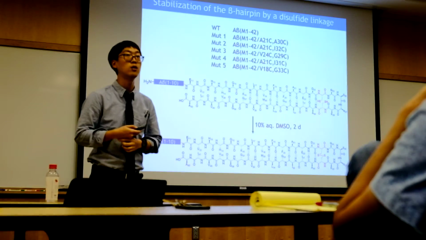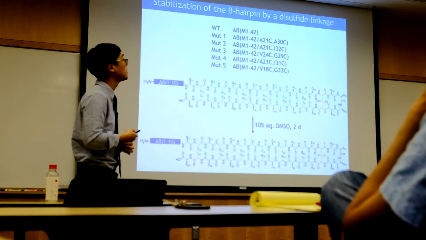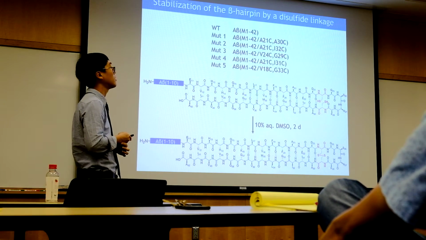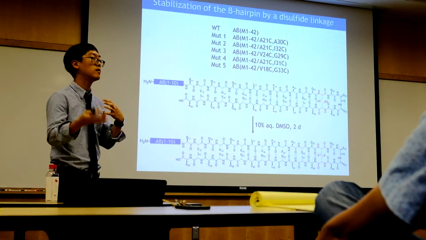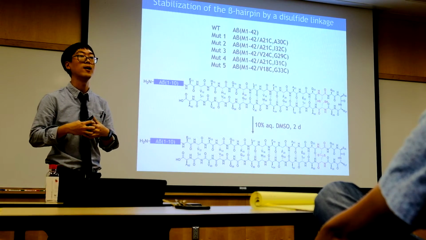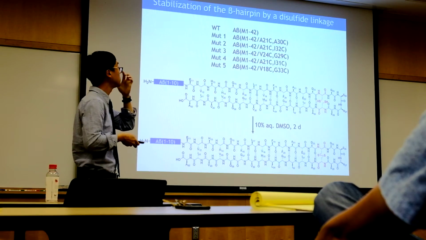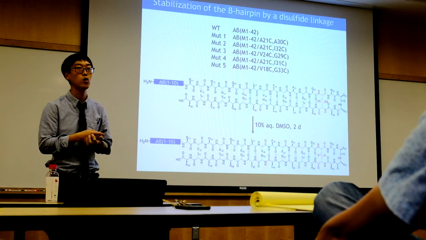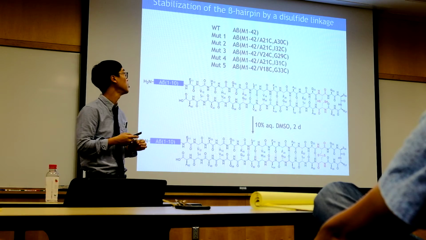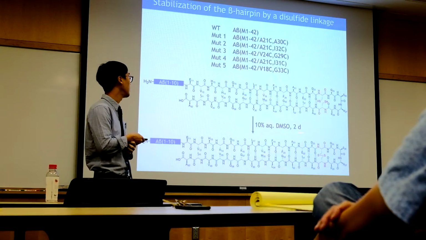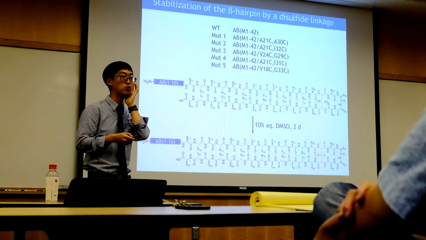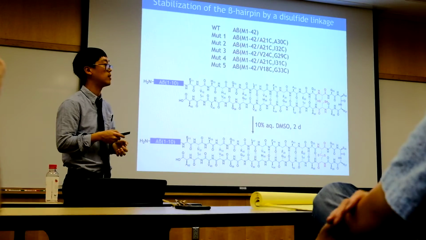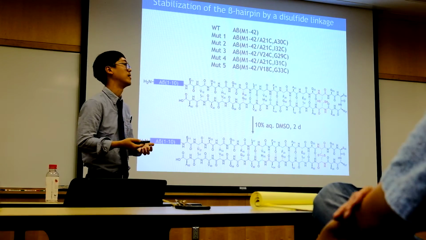So going back to the original project of making the stabilized beta hairpin A-beta. I was able to make 5 different mutants, incorporating 2 cysteine mutations, and with 10% DMSO over 2 days, I was able to see fully oxidized product by LC-MS.